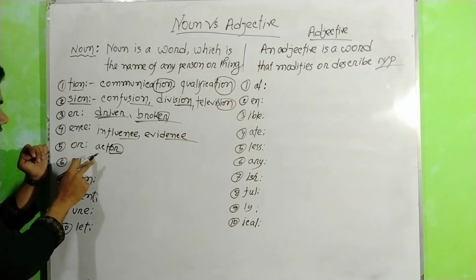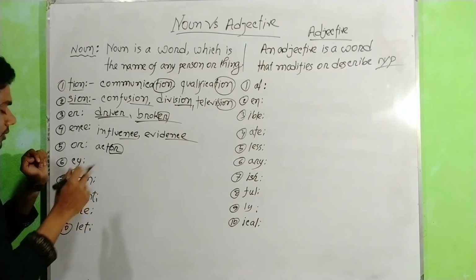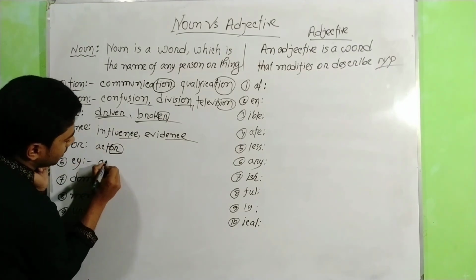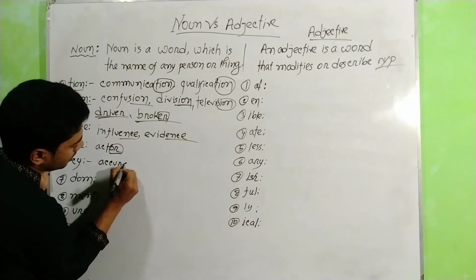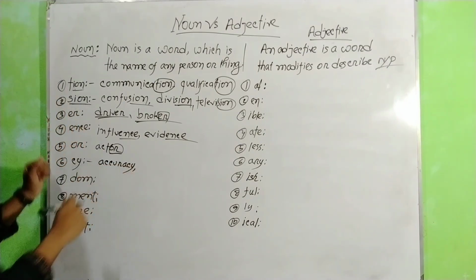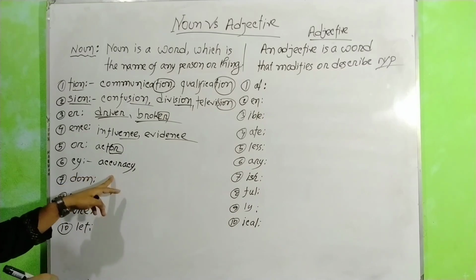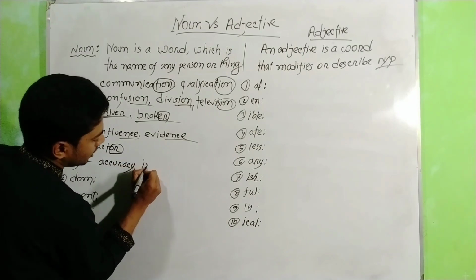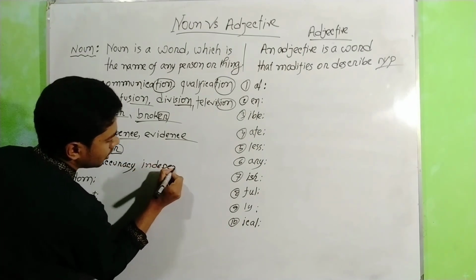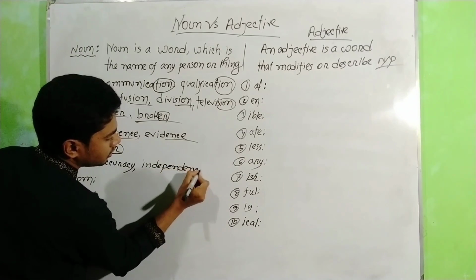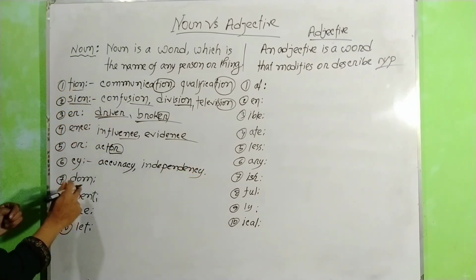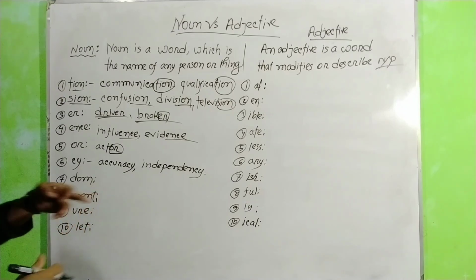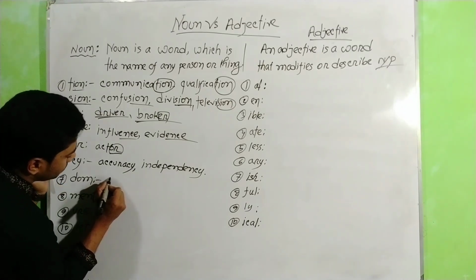Number six, cy. Let's give some examples of cy. You can say accuracy. Accuracy is a word that is a noun. Also, you can say independency. Okay, and number seven is dom. There are so many words that end with dom. For example, freedom.